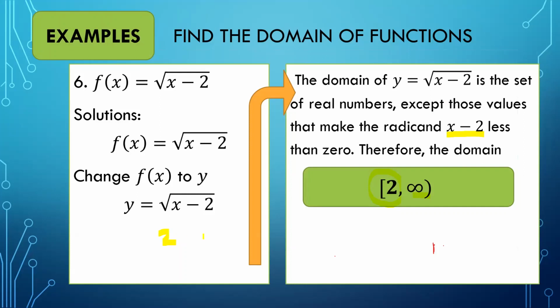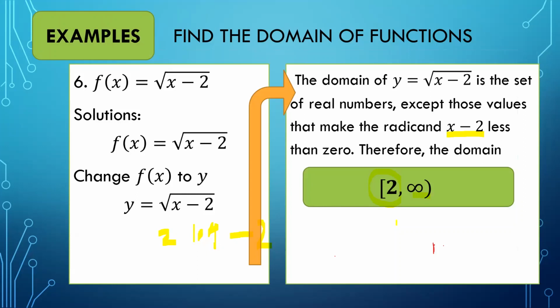1.9 or 1.999 minus 2, that will be negative. So 1.9 minus 2 is negative 0.1. Obviously, all numbers from 1.99999 to negative infinity will be excluded, since the result of the radicand will yield negative numbers, or less than 0.